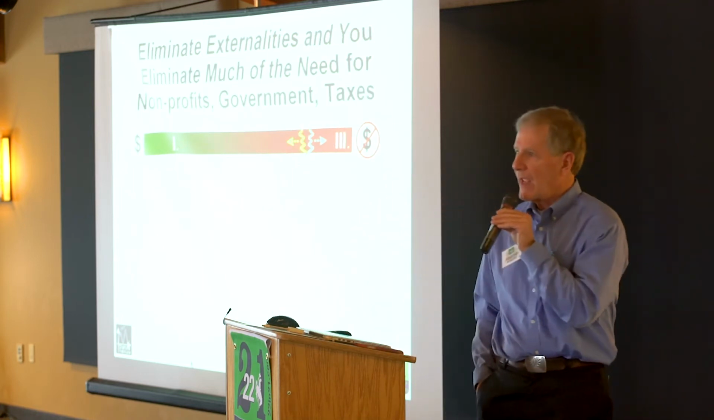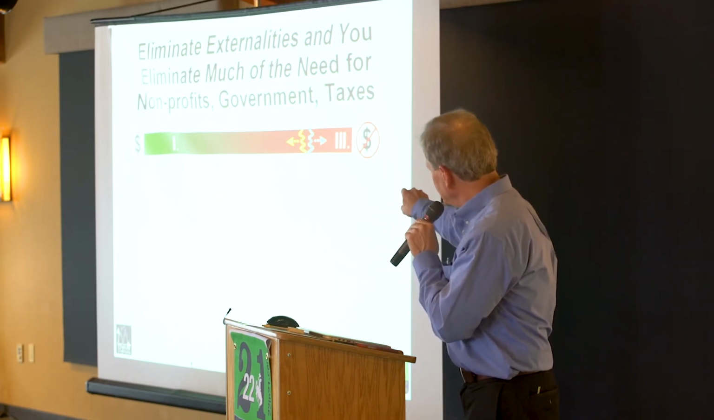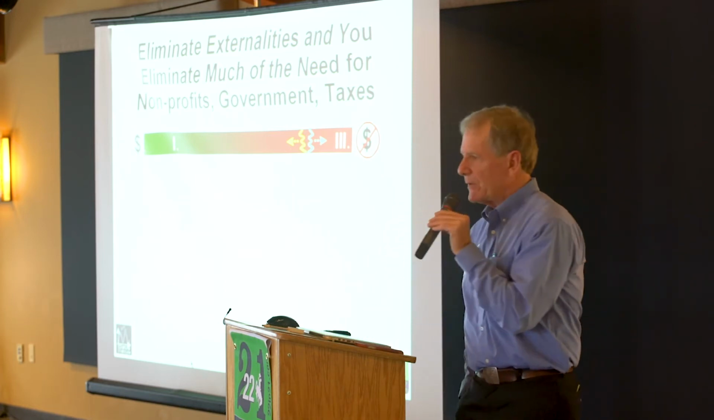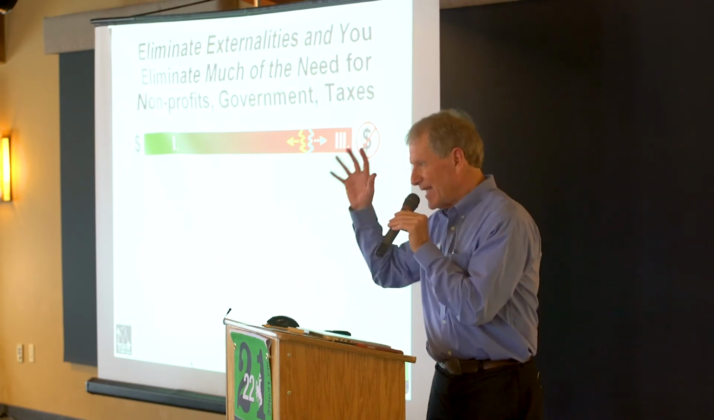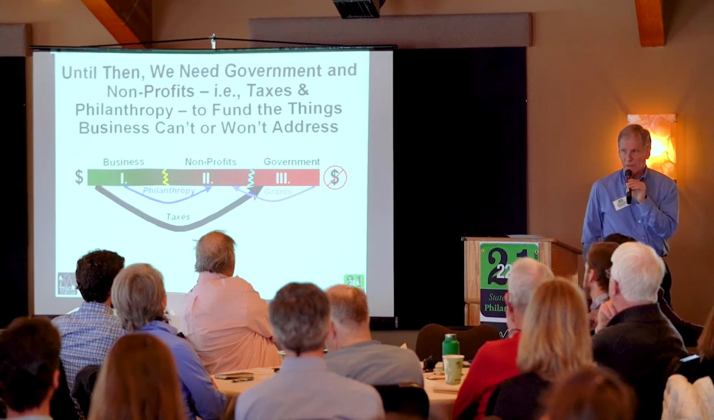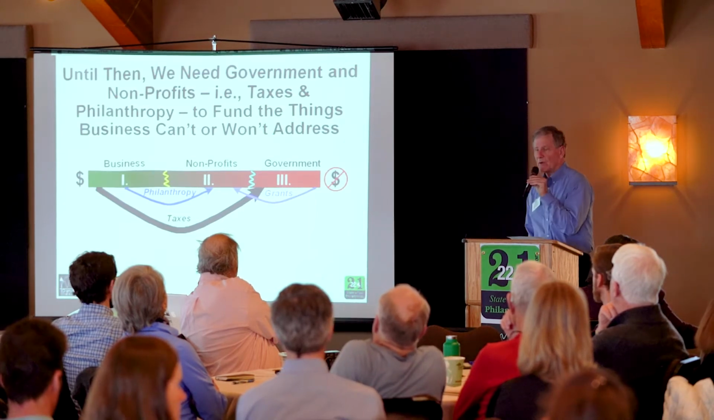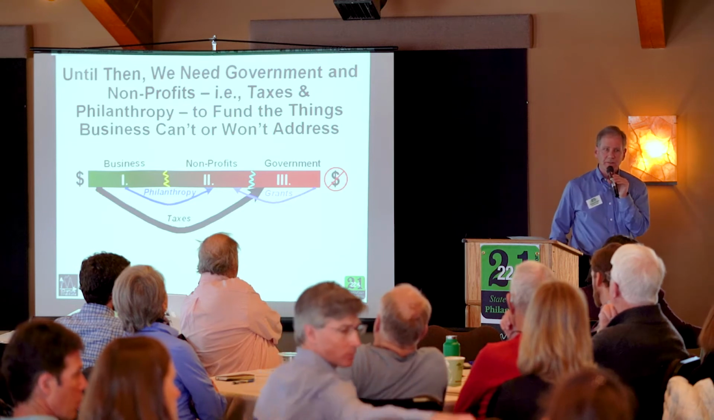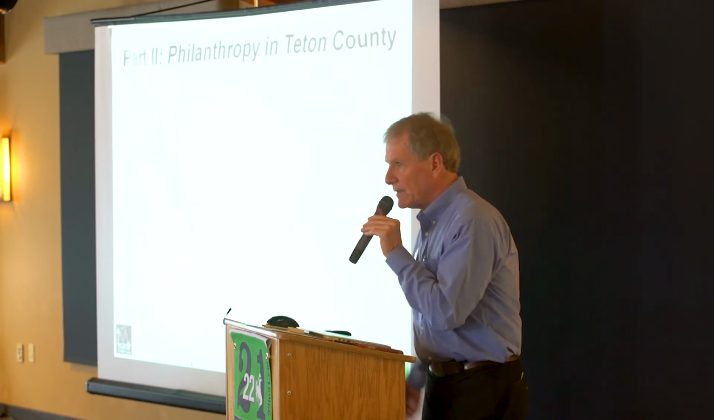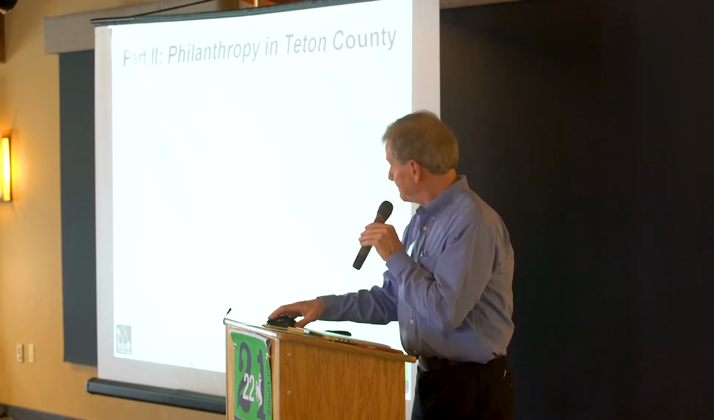That's the stuff that we're piling upon government and nonprofits to try to address. And I would argue that if we could eliminate externalities, if we could move these lines over so that business is actually covering a lot of those, then we'd be able to eliminate much of the need for nonprofits, government, and taxes. That's my theoretical world. But we're not living in a theoretical world. We're living in the world of today, and until we get to that point, we're going to need government, we're going to need nonprofits, and by extension, we're going to need taxes, and we're going to need philanthropy in order to make things work. So, with that, let me switch into part two, which is, what do we know about philanthropy in Teton County, Wyoming?